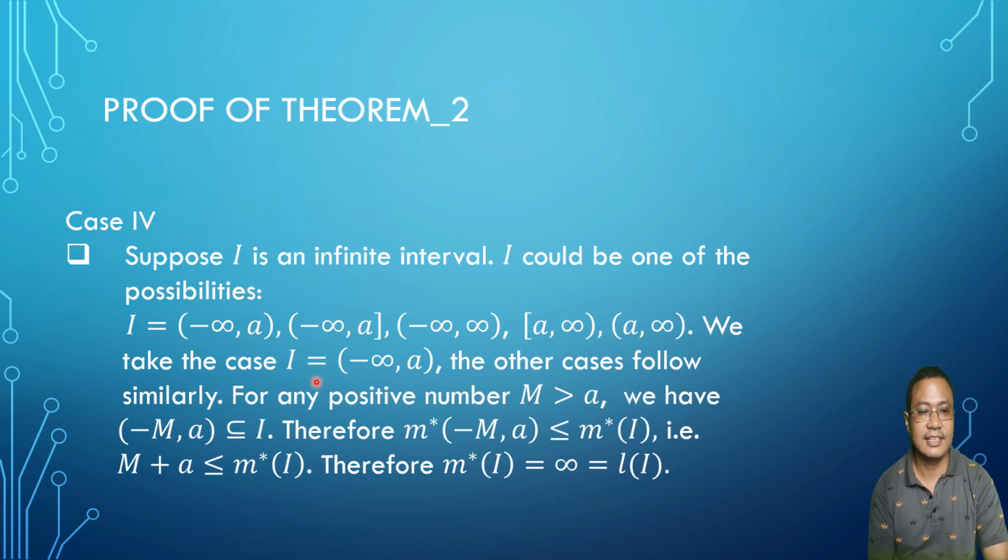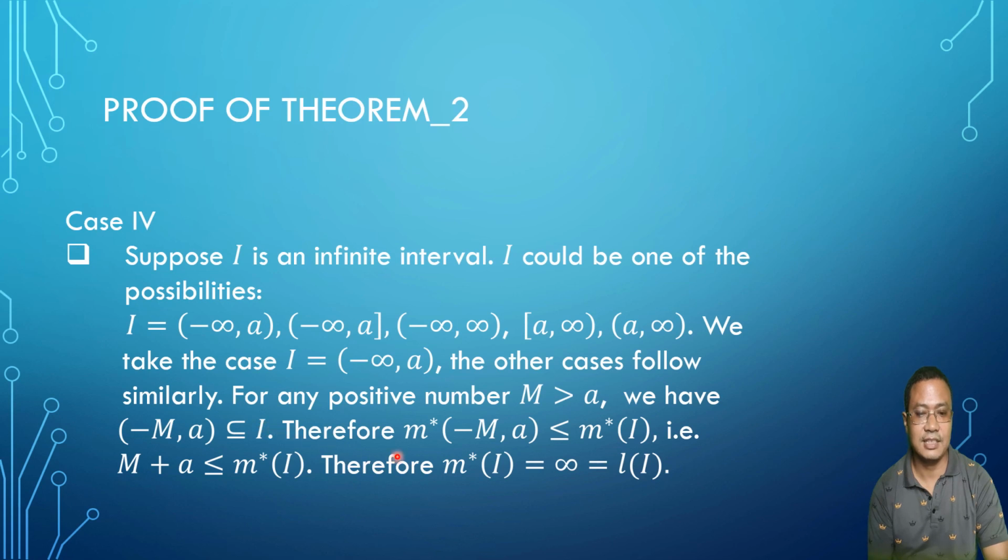So let us take this one, I is equal to minus infinity to a. Then for any positive number m, you can take 1 billion or 2 million or like that, any big positive number that is greater than a. So minus infinity, minus m, a, this is an open interval, is a subset of I. This one is a superset of this one for any m, that is true. So therefore the outer measure of this one will be less than the outer measure of this one. So we want to find out the outer measure of this one, and we want to show that the outer measure of this one is equal to infinity.